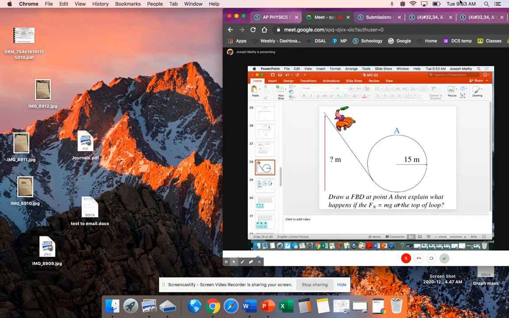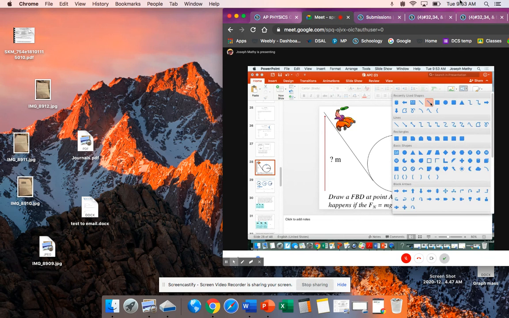So if we've got a dude coming down a roller coaster, we know this dude's going to be inside here. More importantly, we know that this roller coaster track has to push on the person, or this person ends up going off into space. That person will end up getting ejected, and we don't want that when we're riding roller coasters. So I'm going to do my free body diagram as a circle here at point A, just like the question asks me.